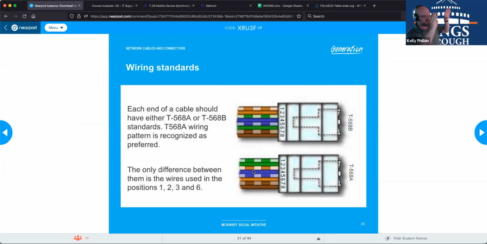I remember the first one because it makes sense, and then the second one I know it's the orange and green switch. So yeah, the only differences are wires 1, 2, 3, and 6. Blue and brown stay the same. Take a picture of this one, please.